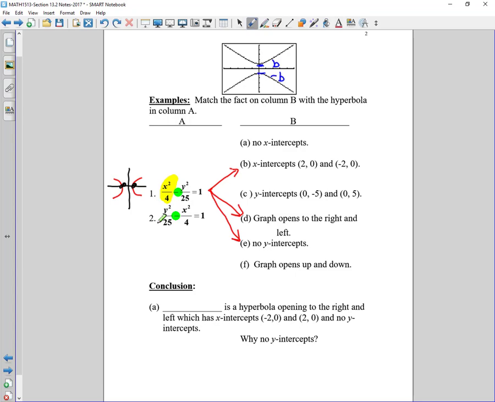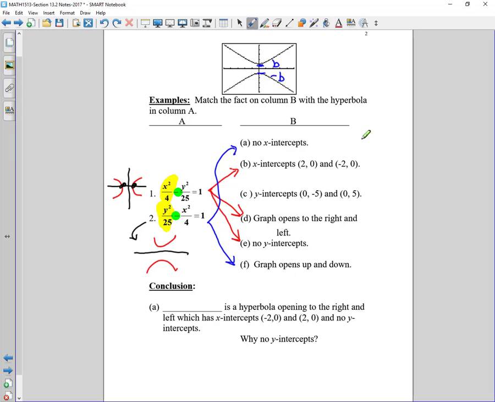But let's think about what this is saying. Again, the first thing that I notice is that I have y squared over 25 first. So then automatically I think this will be the kind of hyperbola that opens up and down. So I know already it will be matched with F. Then if it opens up and down, then it will miss the x-axis. So that means it has no x-intercepts, so it will be matched with A.